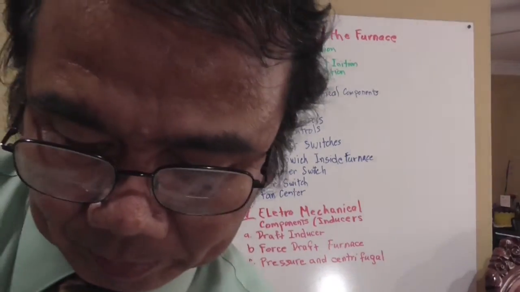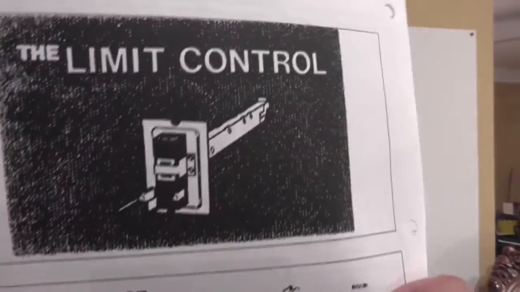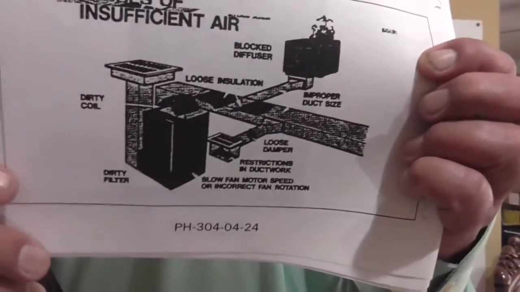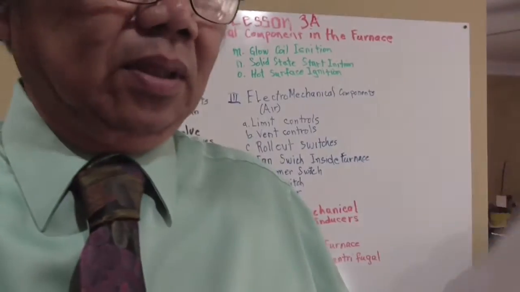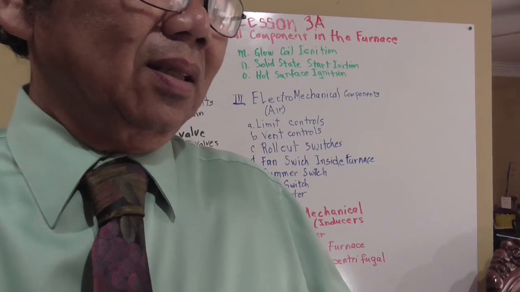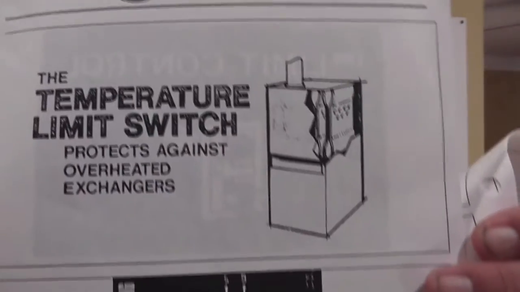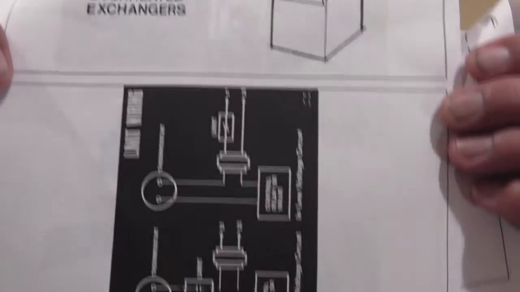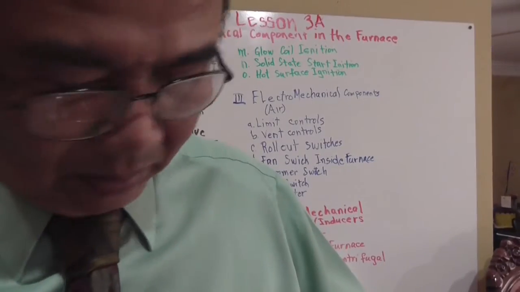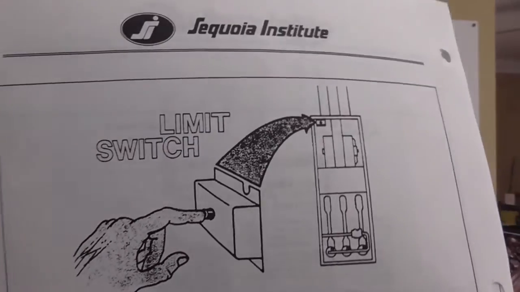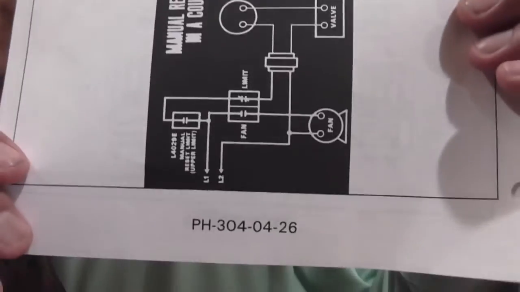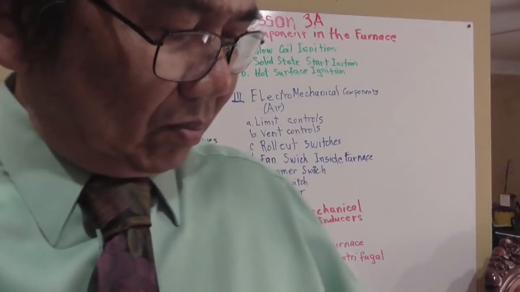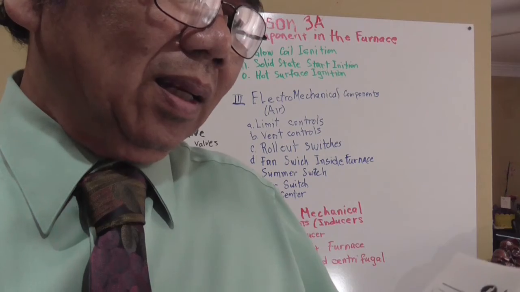Okay. And then this one right here is a limit control. Then you get the one here just like a duct. And then this one right here is the limit temperature switch, in which the diagram will be right here. Limit switch. This one too, it's a limit switch. Same thing here, it's a limit switch.